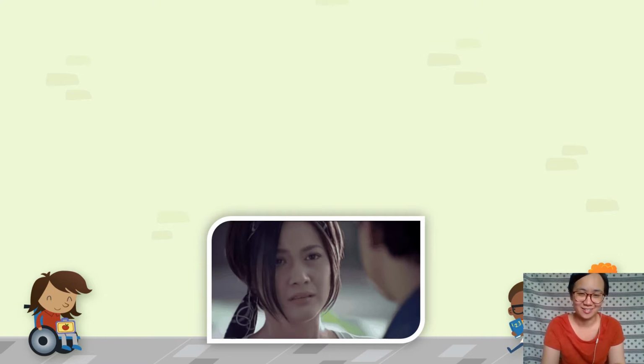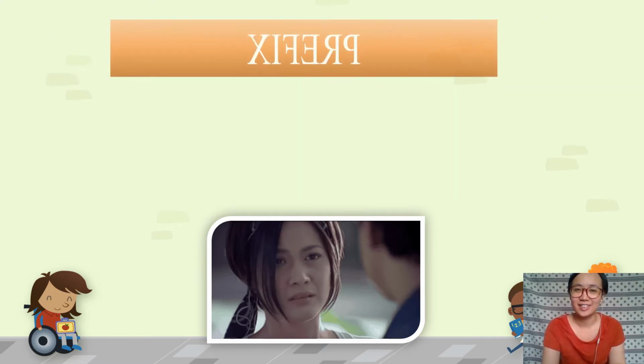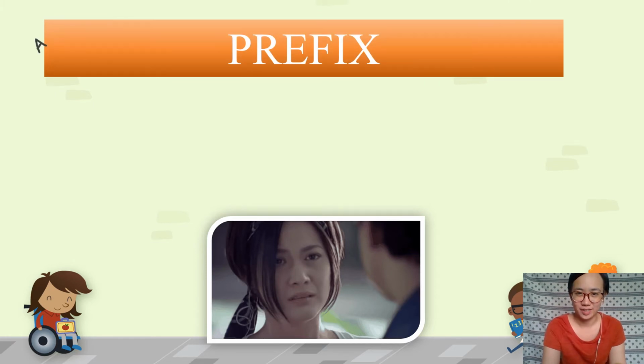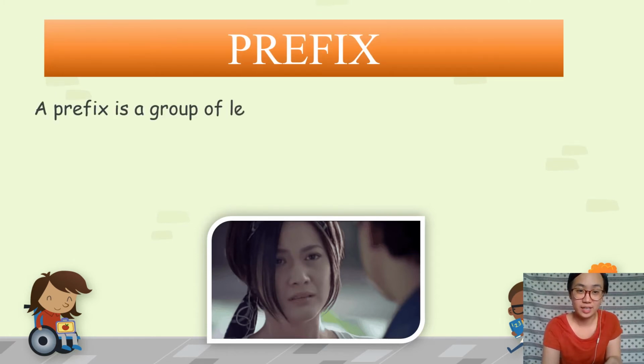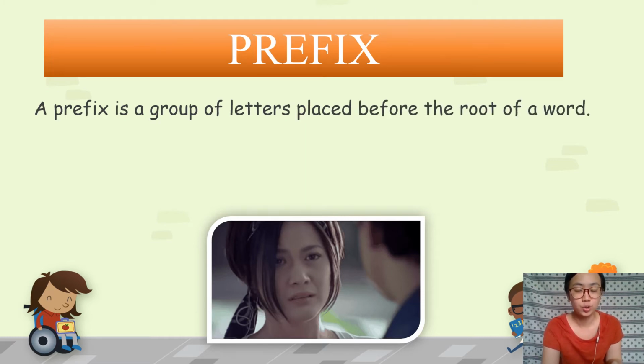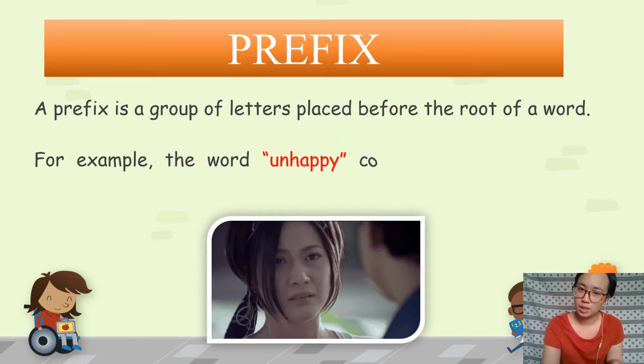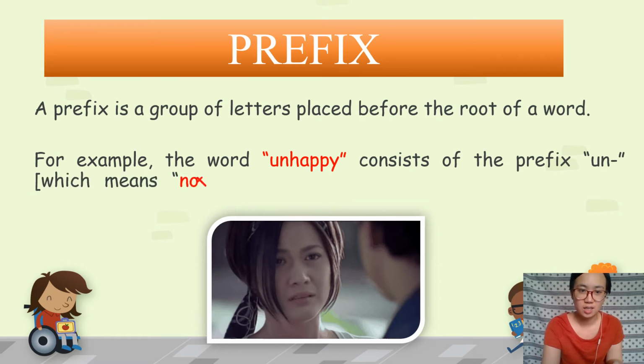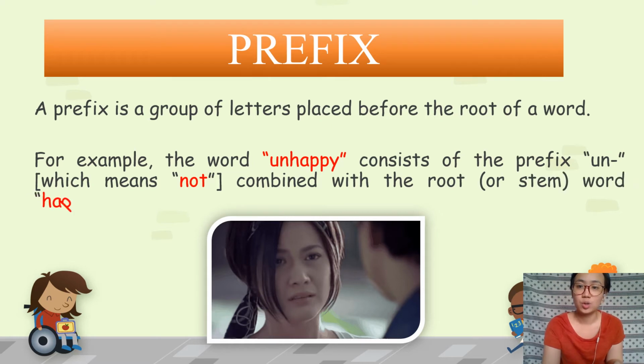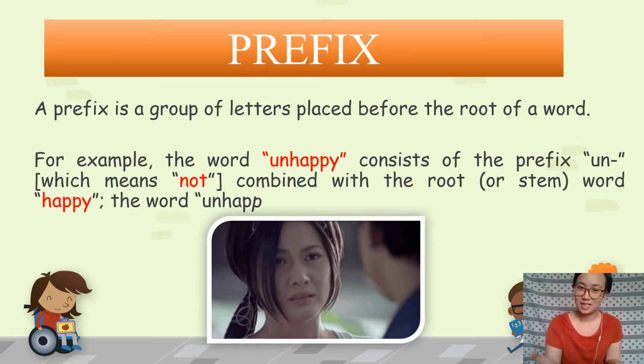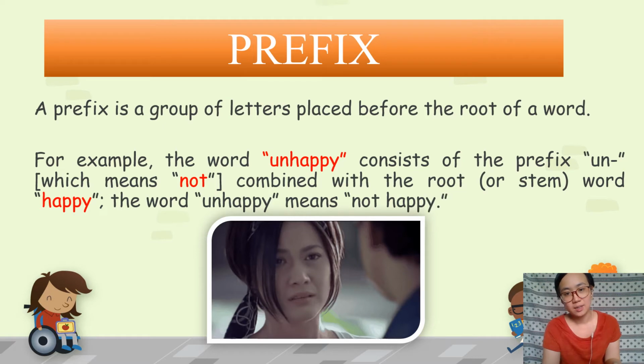It's Bea Alonso. Okay, so let's read the meaning of prefix. A prefix is a group of letters placed before the root of a word. For example, the word unhappy consists of the prefix un, which means not, combined with the root or stem word happy. The word unhappy means not happy.